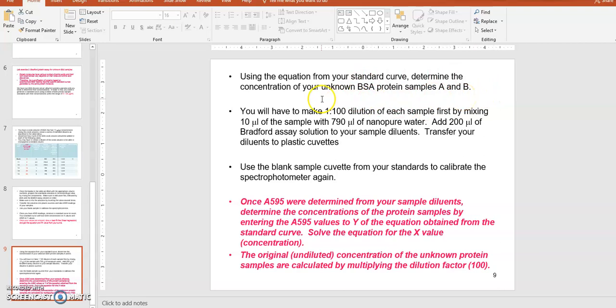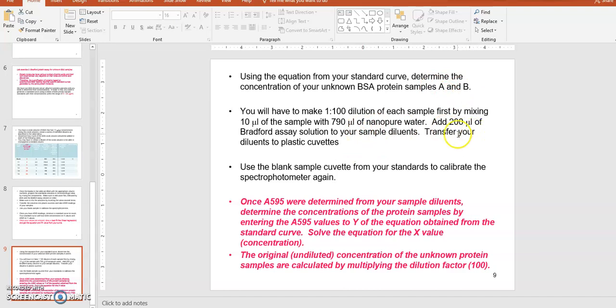First, you will have to make a dilution, maybe 1 to 100 dilution of each solution, and then from the dilution, you're going to take about 10 microliter of each and mix them with 790 microliter of water. So that's going to give you 800 microliter, right? And then add 200 microliter of Bradford dye solution to make 1000 microliter. You also need a blank cuvette, which will just have nanopure water 800 microliter and this dye solution, because you need to calibrate the machine. And these two samples will be read at A595.